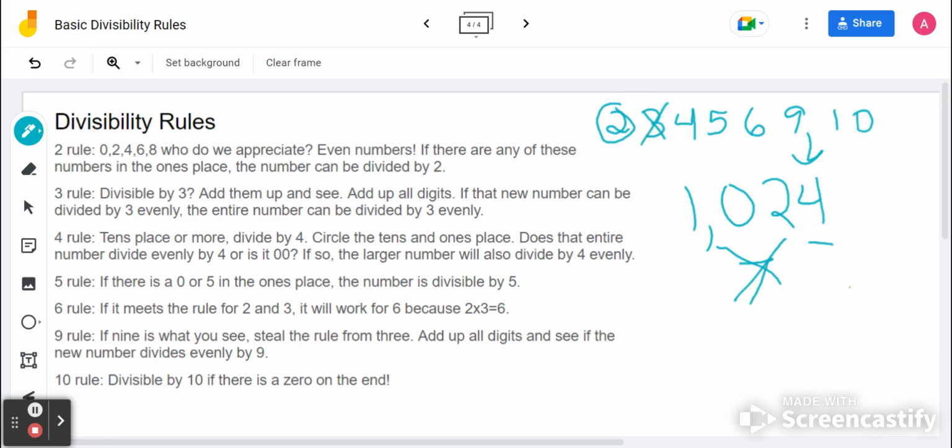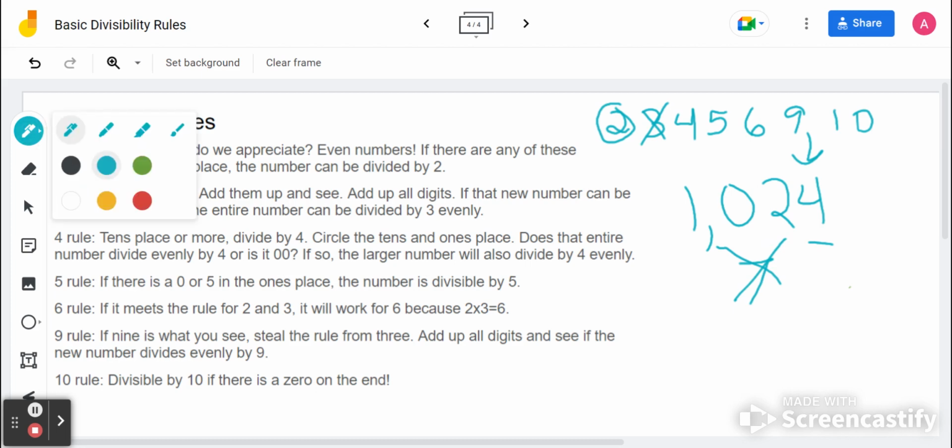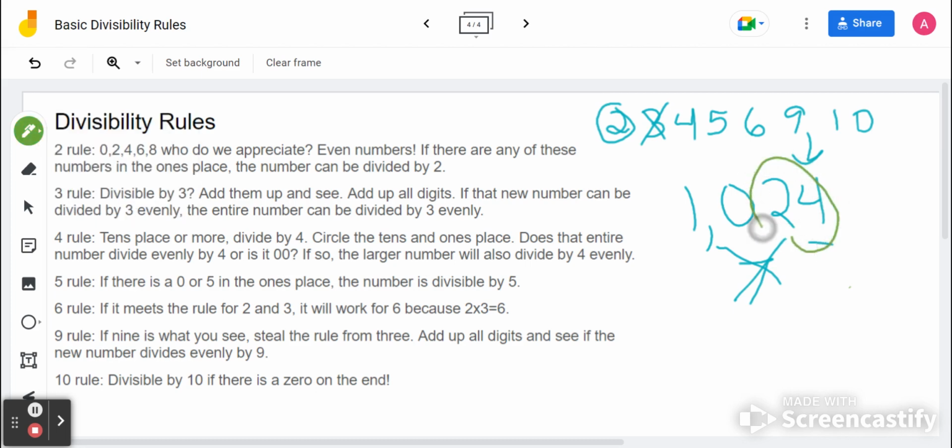Tens place or more divide by 4. What I mean by tens place or more is the last 2 digits making that one number, not adding them, but just looking at it as one number. So the number 24, can that be divided by 4 evenly? Yes, it can, 6 times. So for 4, either if it's double 0, or if the last 2 digits can be divided by 4, then the whole number is divisible by 4.